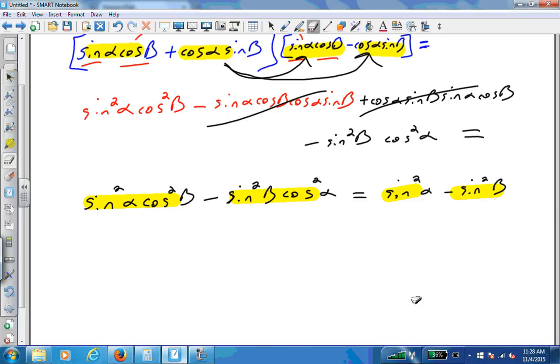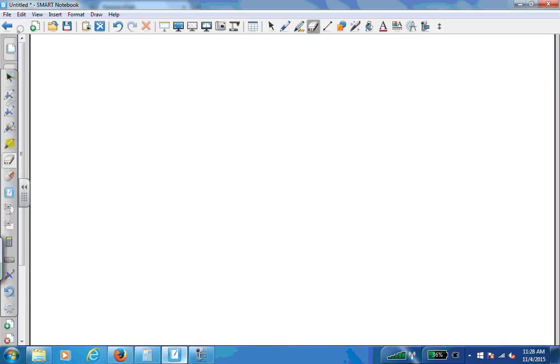Notice on the right side, everything is which function? Sine. Is everything sines on the left side? No. So, let's take a little aside. What's sine squared plus cosine squared? 1.